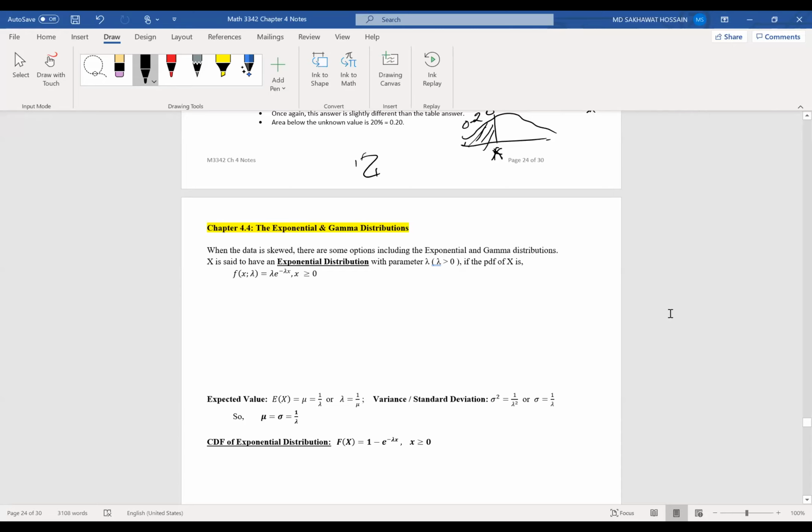So this section is also about continuous distributions. It covers the exponential distribution and the gamma distribution, and both of them are continuous distributions.